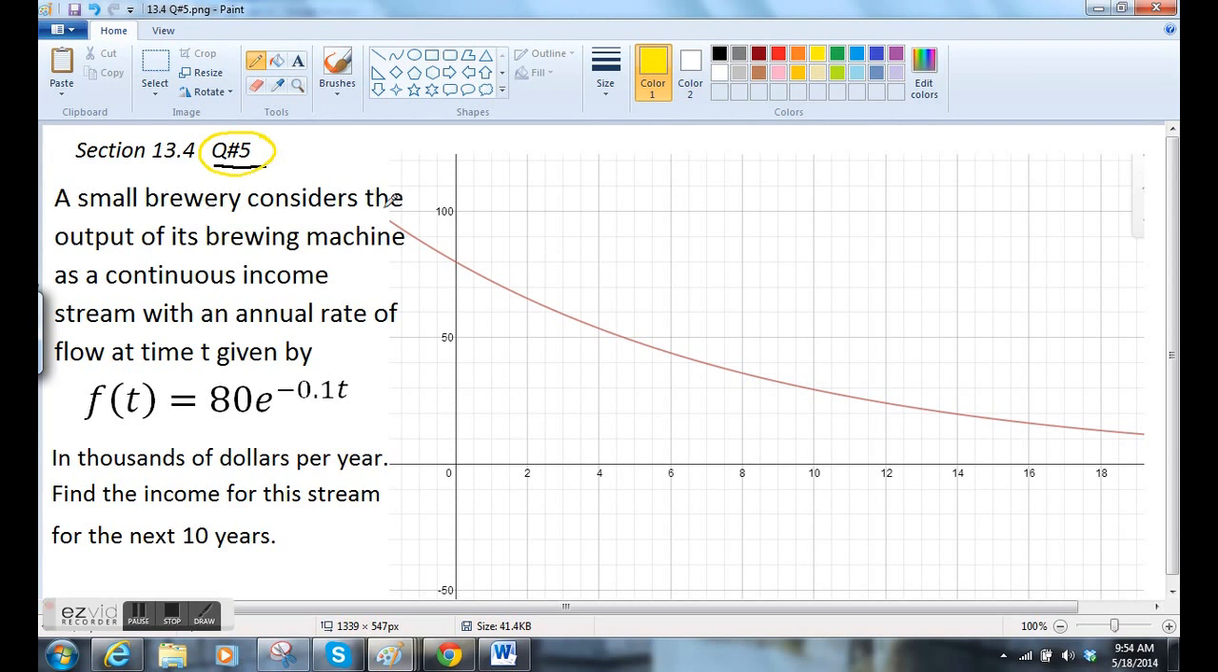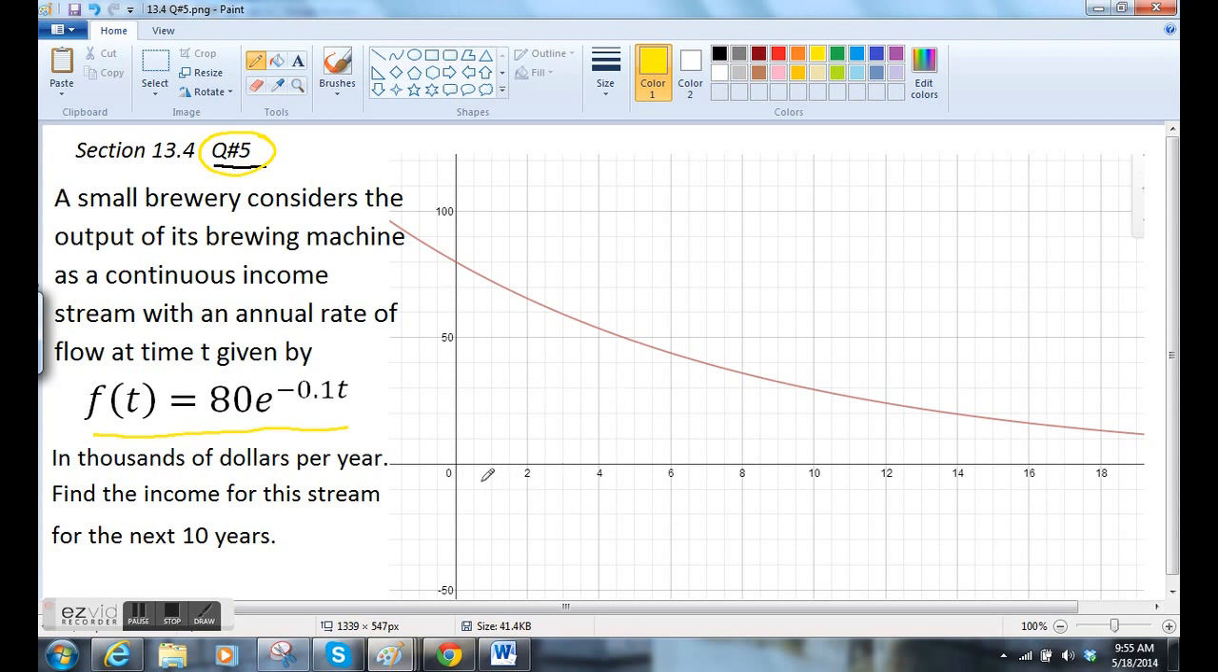A small brewery considers the output of its brewing machine as a continuous income stream with an annual rate of flow at time t given by this equation. That's f of t equals 80 times e to the negative 0.1 t, in thousands of dollars. Find the income stream for this brewery for the next 10 years. So you could say, Mom, it's not a brewery, it's a continuous income stream. I'm sure everyone would understand.